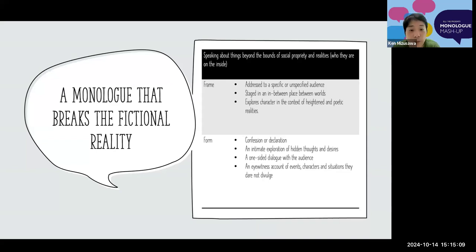Okay, some forms you can choose here. It could be written in the form of a candid confession or declaration. It could be an intimate exploration of your character's thoughts and desires. It could be a one-sided dialogue with the audience, which points to an interactive kind of performance, even if you don't expect the audience to say anything in response. It could be written in the form of an eyewitness account of events, characters, and situations they dare not divulge in actual social context. Okay?